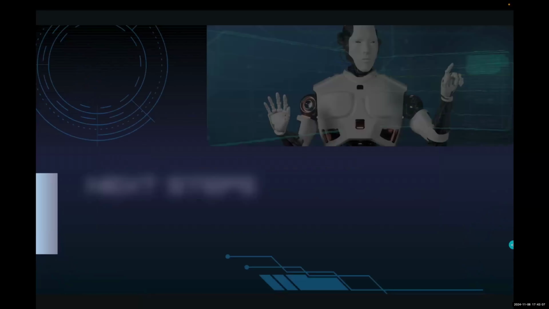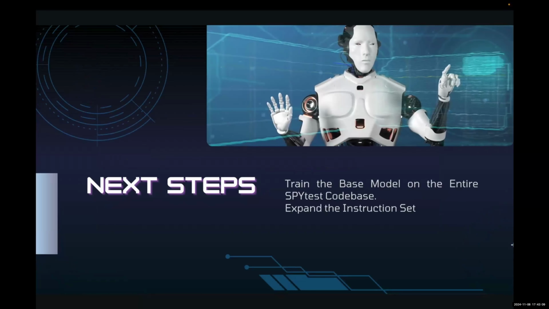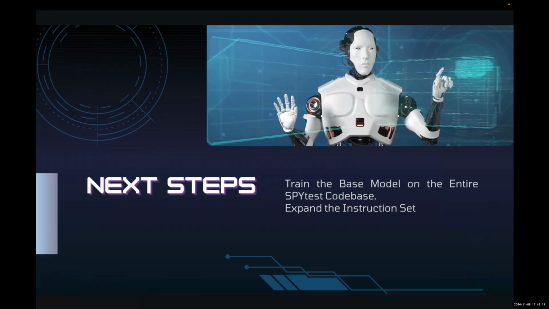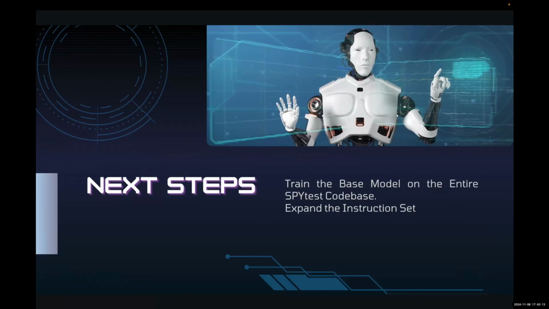To further improve the model, there are two key steps. Firstly, we need to train the model on the full set of SpyTest code. By doing this, we can provide it with better context and help it understand the entire framework more comprehensively, leading to more accurate and context-aware code generation. Secondly, we need to create more instruction sets to cover the entire range of the SpyTest API. This step will help us fine-tune the model further, making it more robust and adaptable for different use cases.